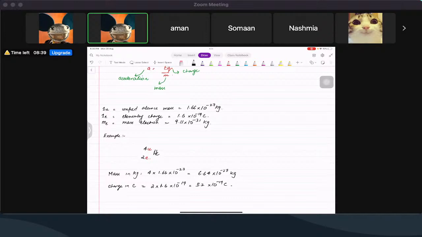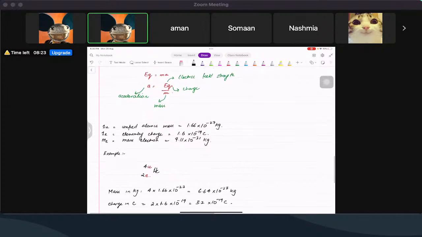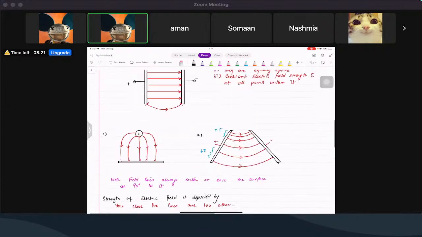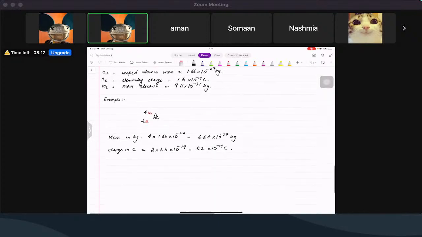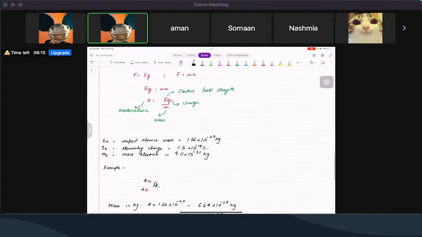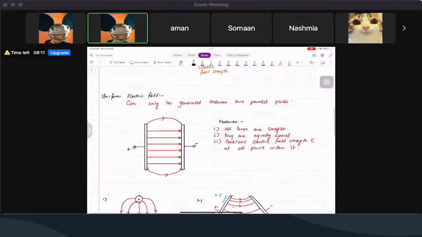Okay. Fine. Now let's go forward. So now let's see how we analyze a uniform electric field before we go to a non-uniform electric field. So let's do that. Let me just copy this because I would need this again.